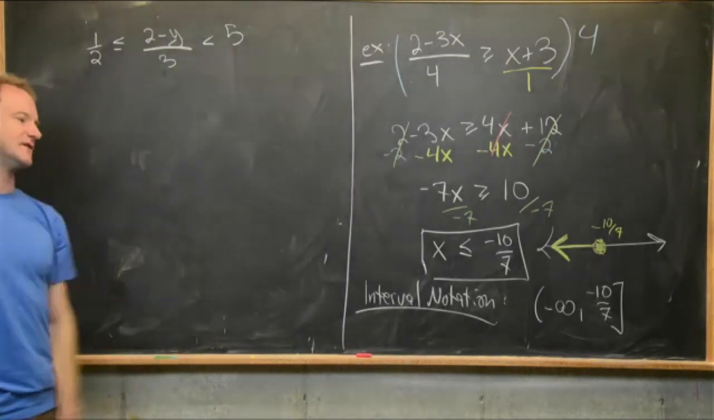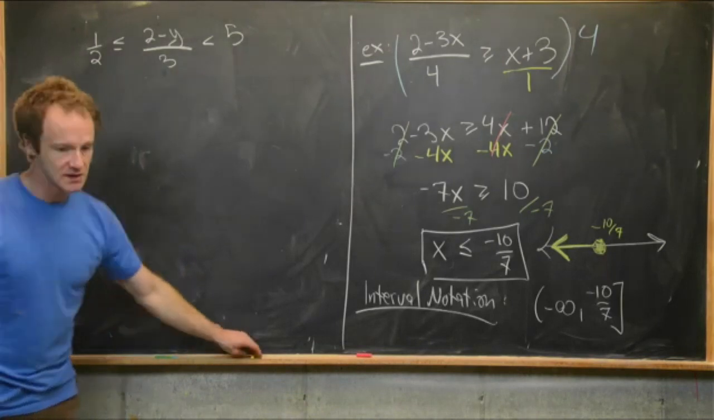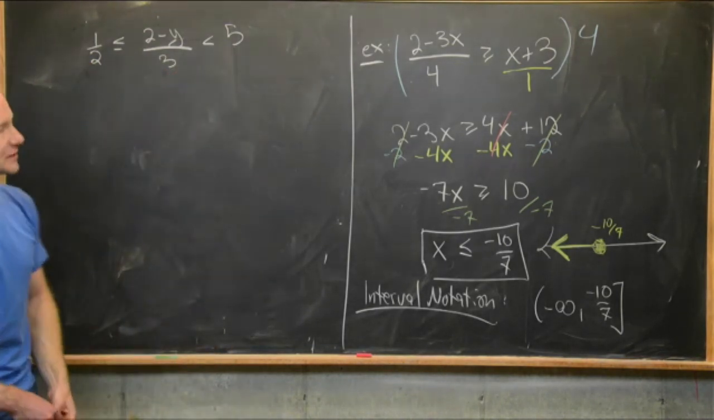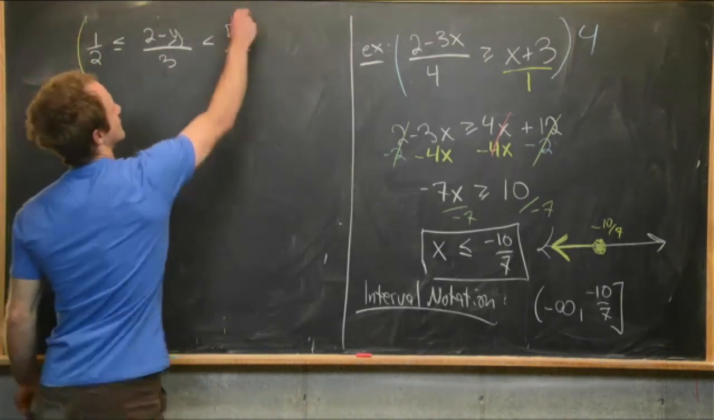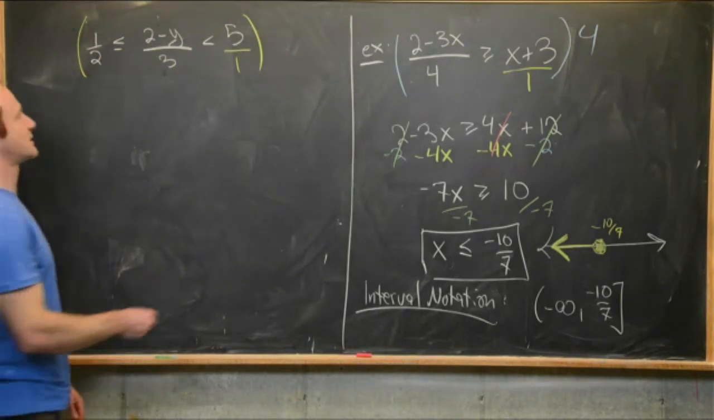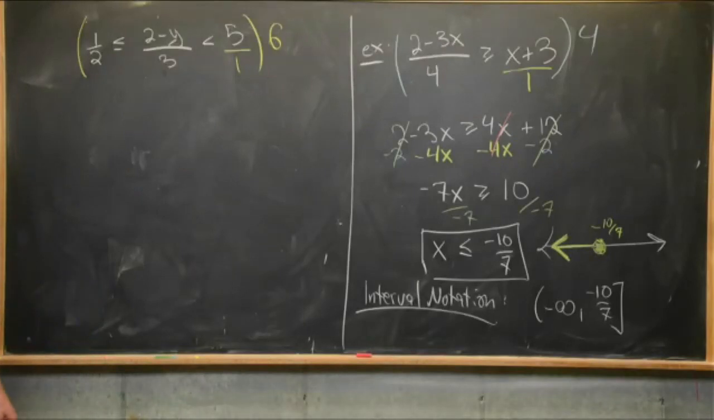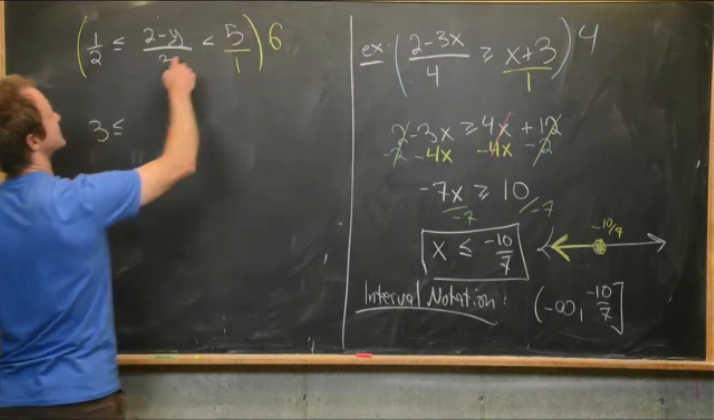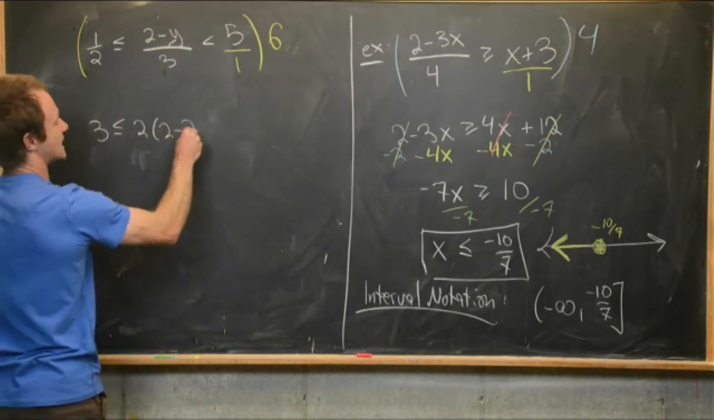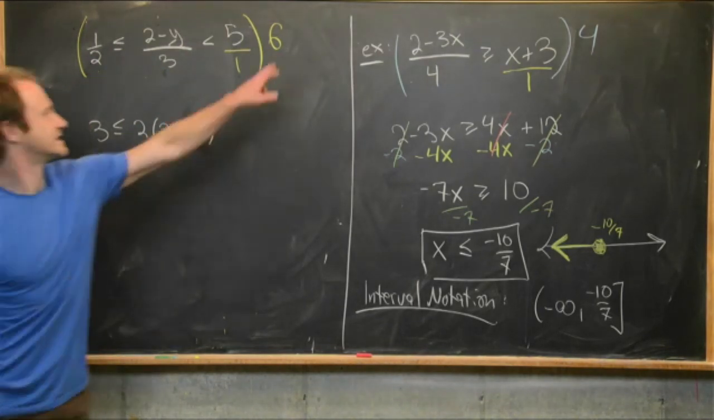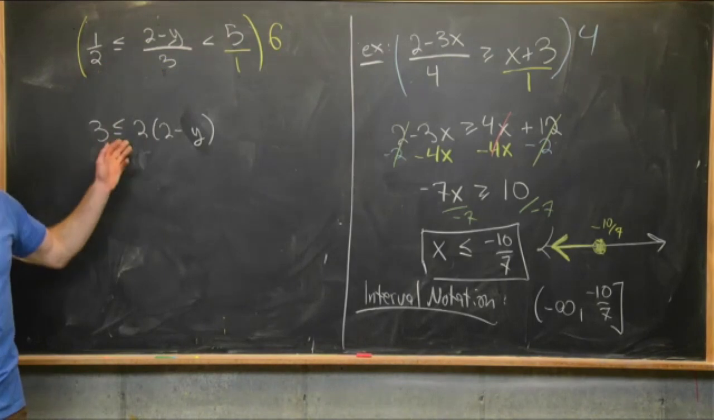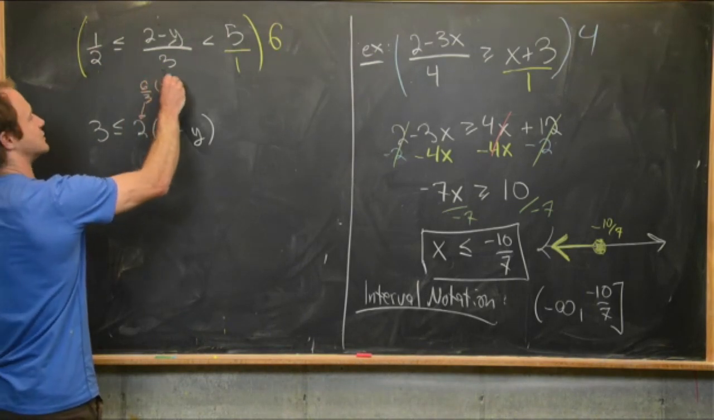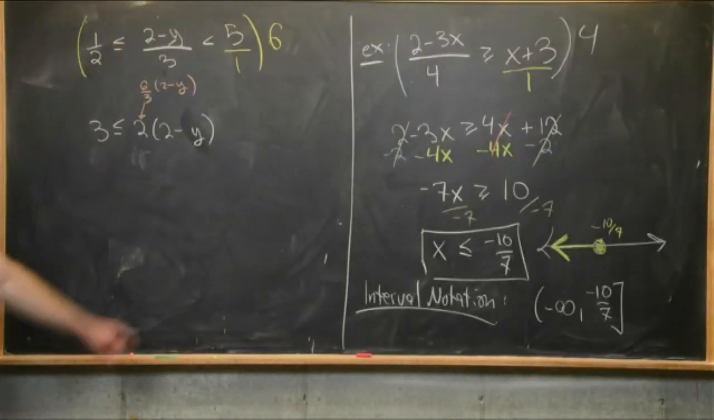It's just now we've got 3 sides of the inequality. We just have to do the same thing to all 3 sides. So we've got some fractions involved. Notice our fractions involve this 2, this 3, and this 1 in the denominator. We want to multiply by 6 because that's the least common multiple. Okay, so 6 times 1/2 is 3. So that's going to be less than or equal to, now 6 over 3 is 2, so that's going to give us 2 times the quantity 2 minus y, because the 6 over the 3 cancel down to just 2. This came from 6 over 3 times 2 minus y. So the 6 over 3 is 2. And then 6 times 5 is 30.